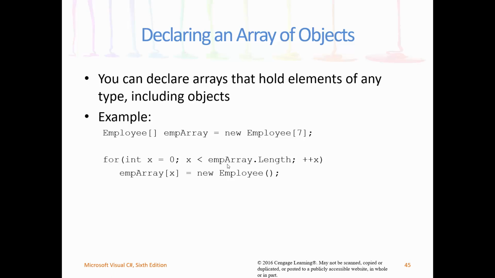As mentioned right here, you can declare arrays that hold elements of any type. So if I created an employee object, I could have an array of employee objects. Here I'd have 7: employee 0, employee 1, employee 2, all the way through employee 6. Not only can I create arrays of objects like this, but even if I wanted to create a whole bunch of buttons on a GUI form, I could put those in an array if I wanted to.